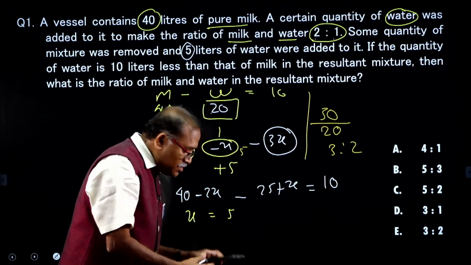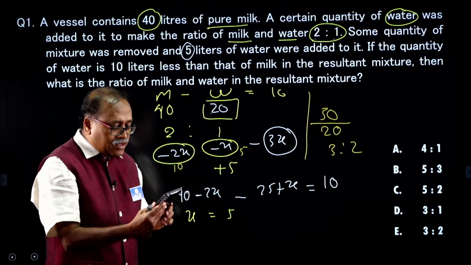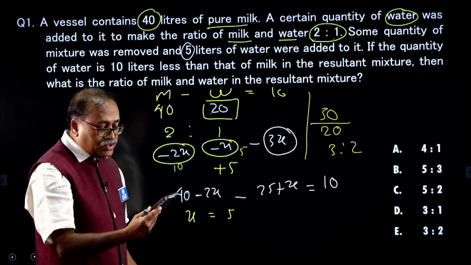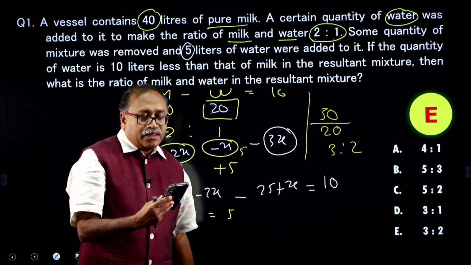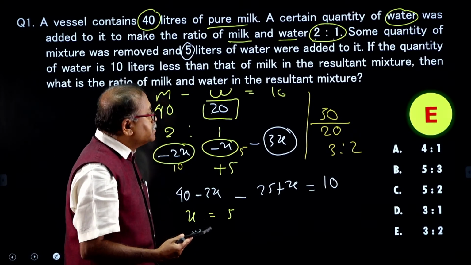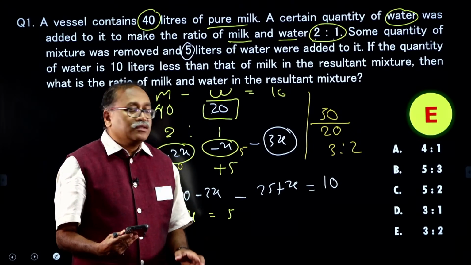Anyone answered it? Oh, that is great. Chinna Reddy has said 3:2, option choice E. That is clear, sir. It is clear. So, please work out questions like this.